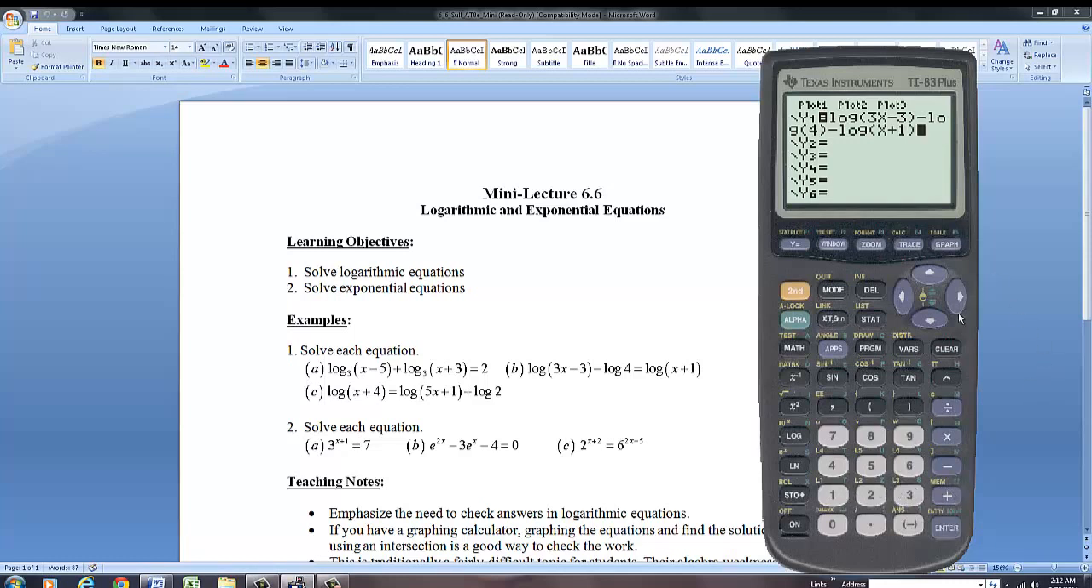Okay, and then we hit the graph key. Okay, and there's my graph. So if I assume it has an intercept, I go to second, calculate, number 2 is a zero, so I hit enter. And then I find my cursor. There's the cursor. Okay, so we want it to the left, so if it crosses, it's somewhere in there. So let's hit enter. Okay, and let's keep going.